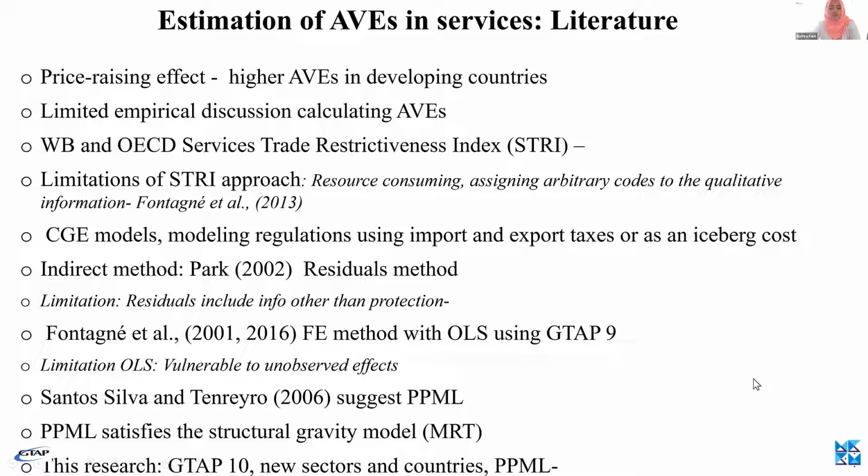So we are using the PPML technique and the GTAP time data to model the regulations in the services sector, translated into AVEs.